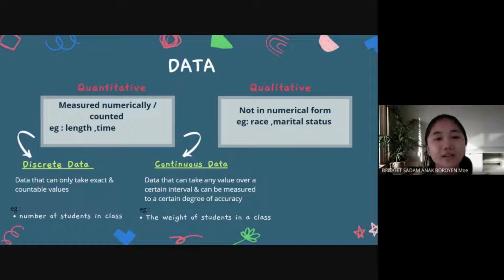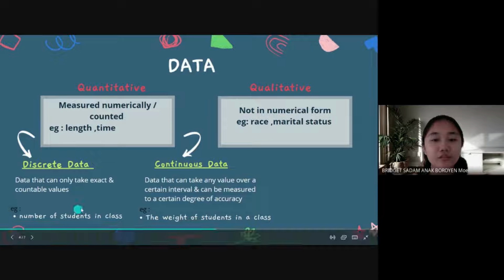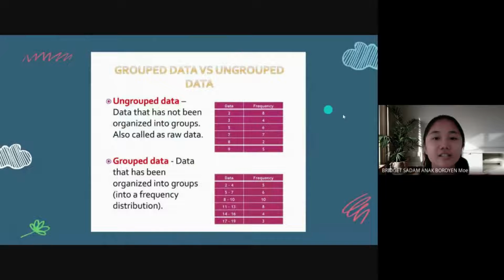Next, quantitative data can be divided into 2 parts, which are discrete and continuous data. An example of discrete data is the number of students in a class, and continuous data is the weight of students in a class. Next is grouped data versus ungrouped data. Ungrouped data is also called raw data. Grouped data is data which has been grouped into class intervals.